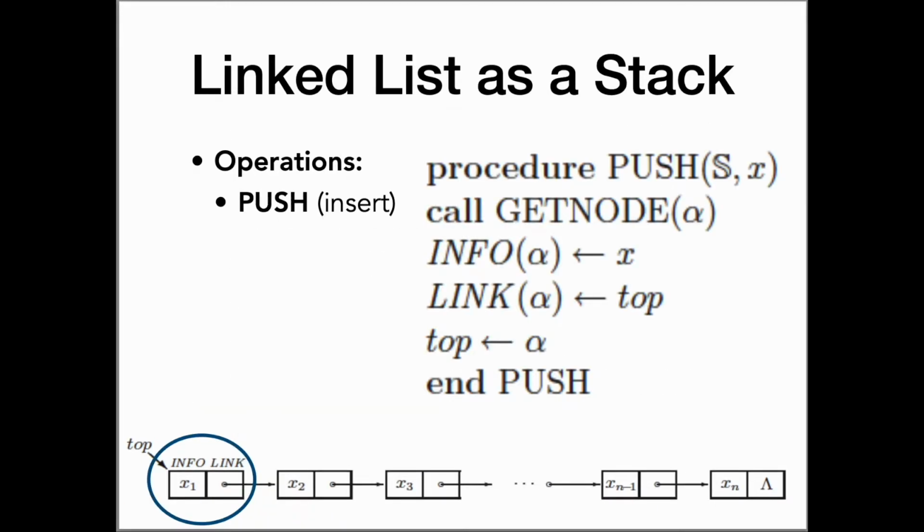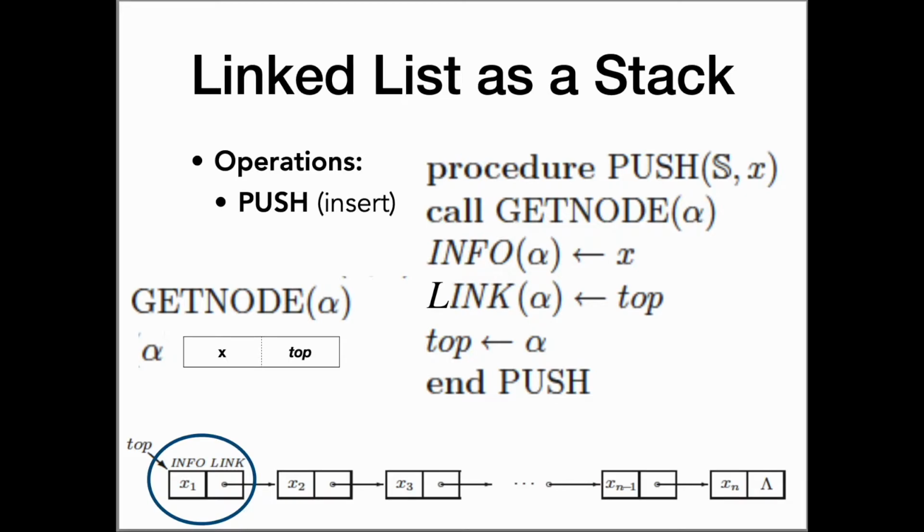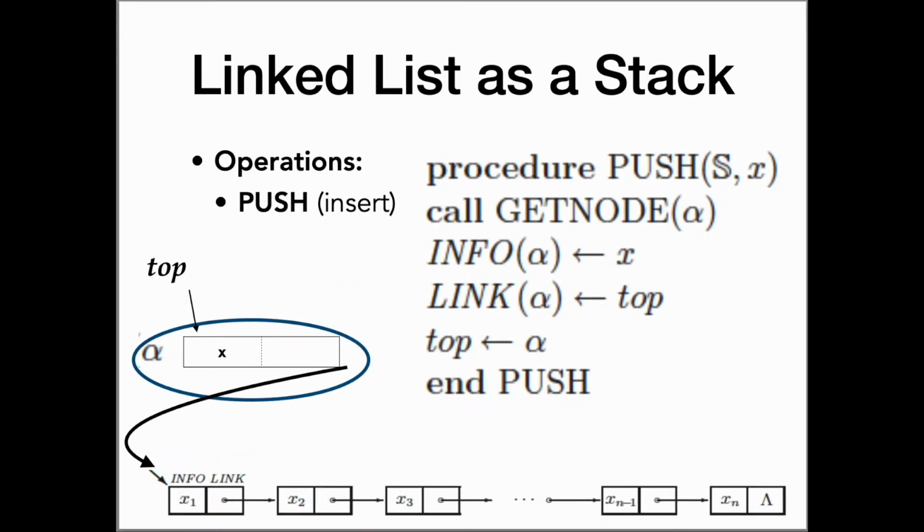Let's start with the push operation. If we want to insert a new data element X, first we call the get node operation. This will return a structure that will allow storage of the data element and space for the pointer. Push will insert a new node and replace the head of the list by manipulating the two pointers, link and top. After insertion, the new list will look like this, with the top pointing to the new node where X is stored.